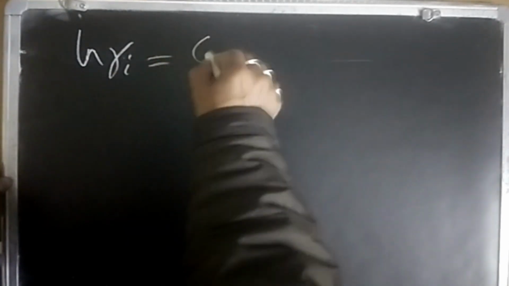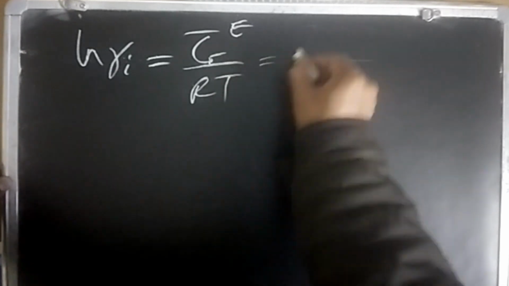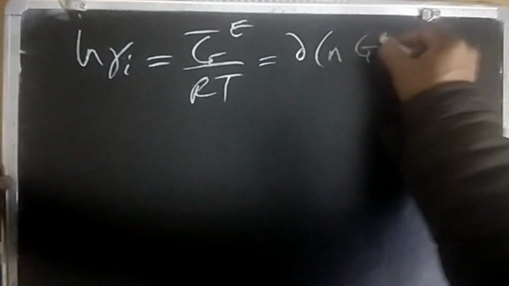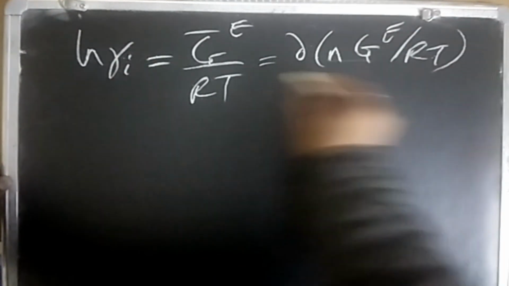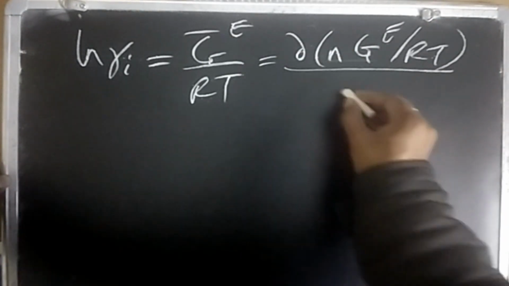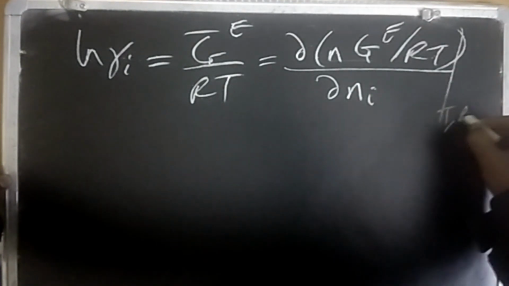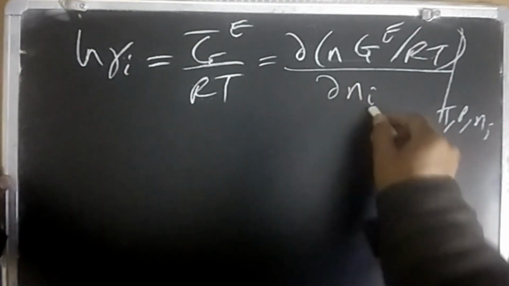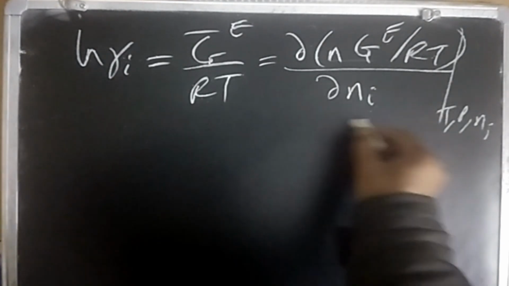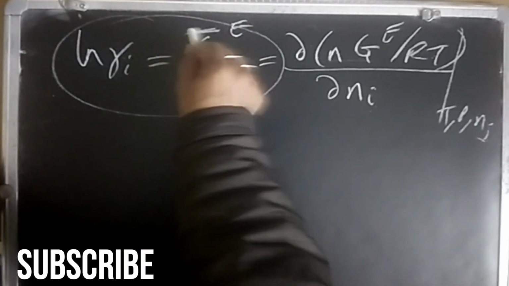This is Ge bar by RT, and this could actually be written like this: n Ge by RT. This whole term RT we are taking inside because it doesn't matter, and this is by ni at constant temperature, pressure and different moles. Ni is, let's say, water, and i-th is alcohol, then j is water. In that case, this holds true. This is the partial molar property.